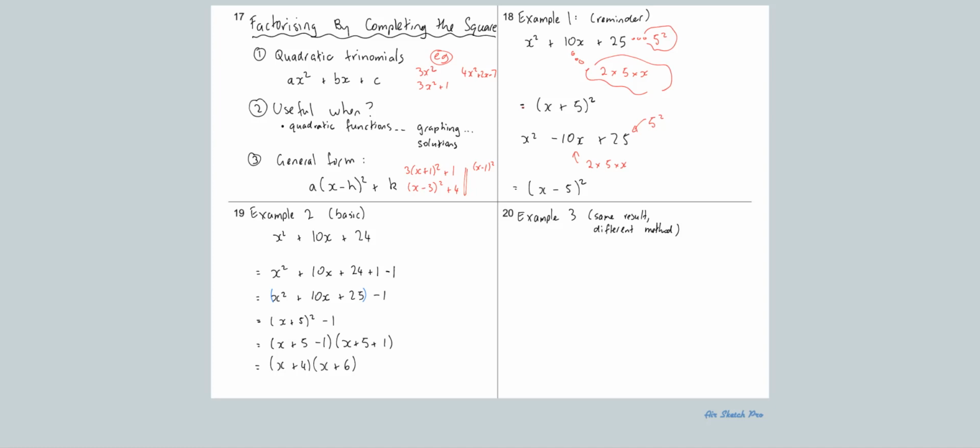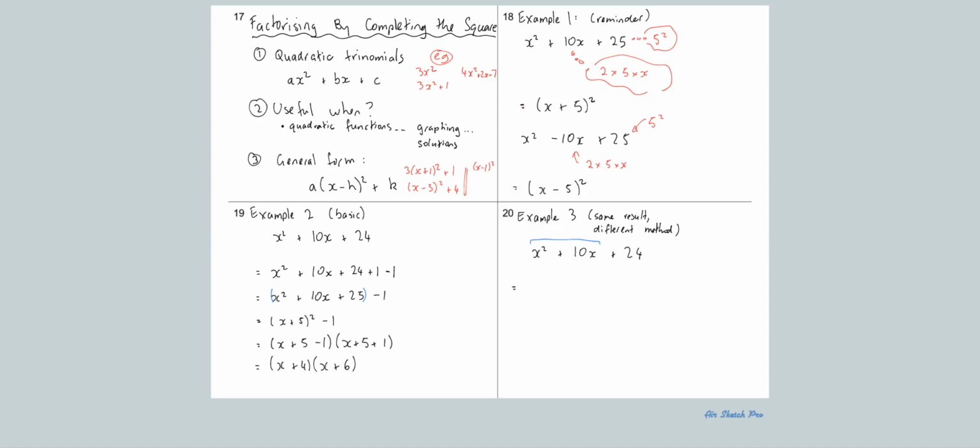Now, we're going to have a look at, on slide 20 there, example 3, and I'm going to start off with exactly the same expression, and this time I'm going to give you a different method, and this method is the one I would probably encourage you most strongly to use across all completing the square problems. So what we're going to do is have a look at the bit that I'm just putting a little blue bracket around there, the x squared plus 10x.